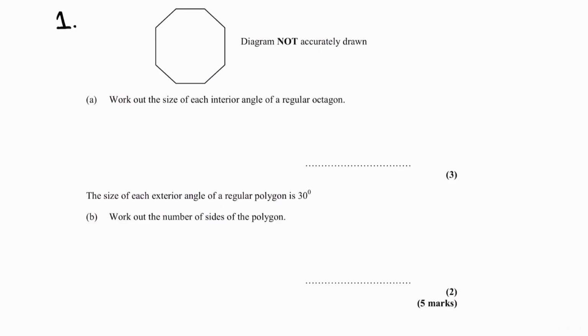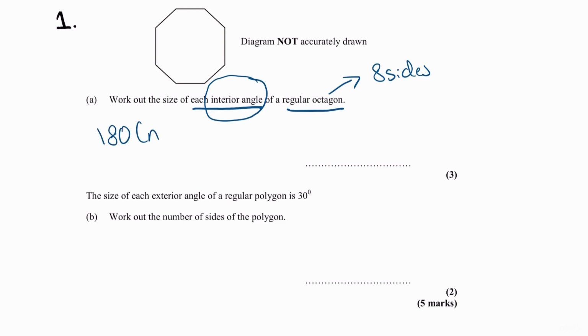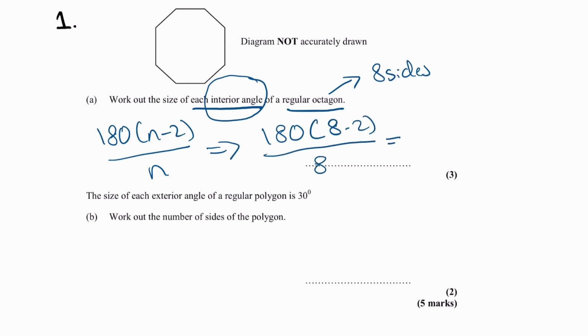And now let's start with the first question. Work out the size of each interior angle of a regular octagon. So we know an octagon has 8 sides. And we know the formula for interior angle is 180(n minus 2) divided by n. So now if we substitute the values in, we get 180(8 minus 2) divided by 8, which equals 135 degrees, which is our final answer.